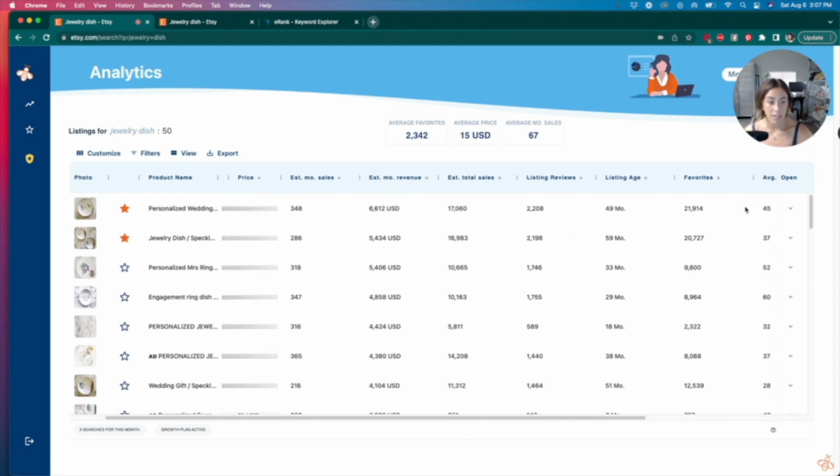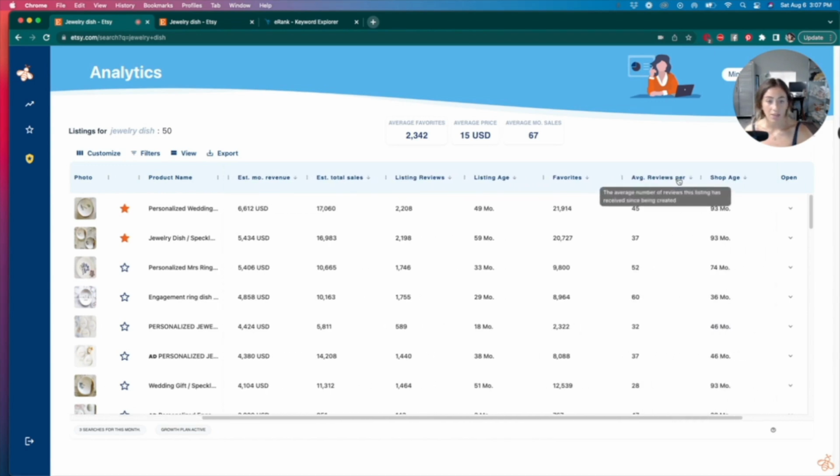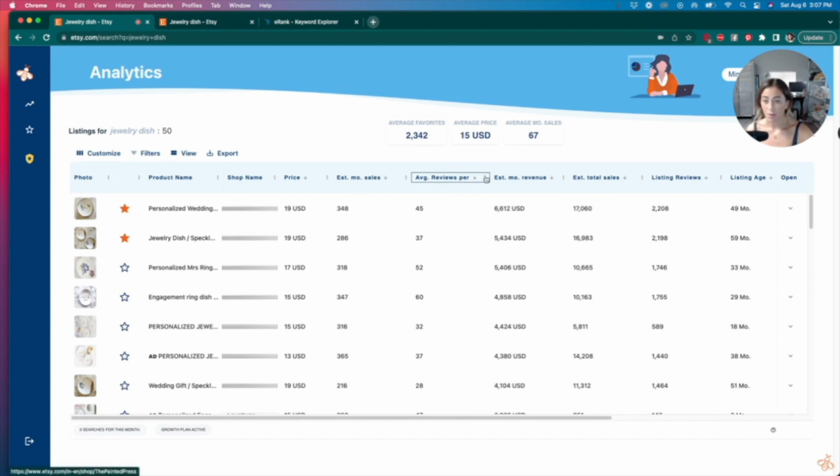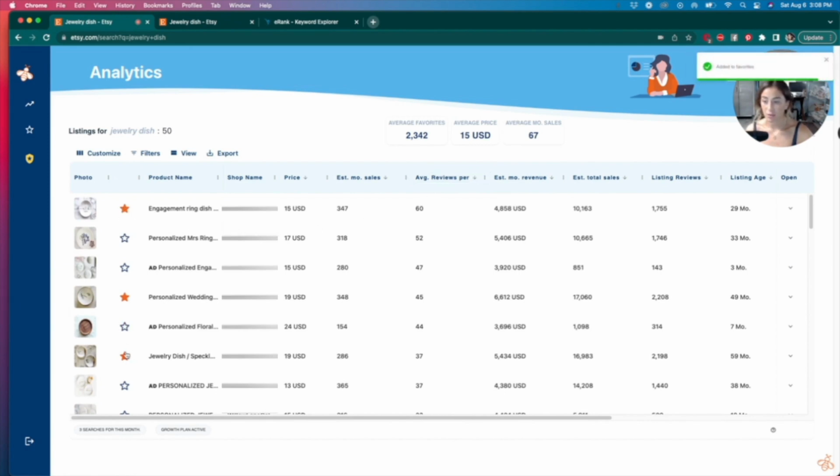Then I'm curious to see who is getting the most reviews per month. Now you can actually just drag and drop these columns to organize it for you. I want to see who's actually getting the most reviews per month, because this actually is really accurate. So let's see what we got here. We got this guy, and this one and this one are still pretty close to the top.